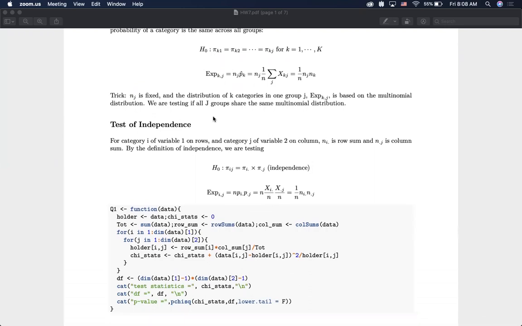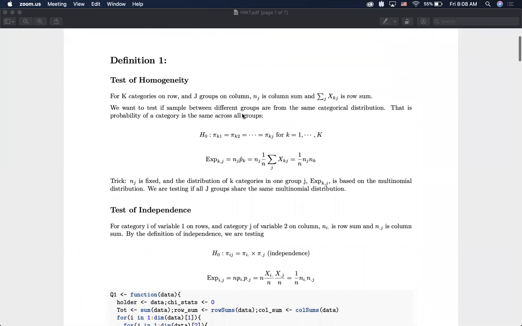Okay, then test for independence. Same thing, a table where now we have different categories of a variable on the rows, and different categories of another variable on the columns. If not specified, it will probably look something like that. Here we have different variables, and inside each we have different categories.